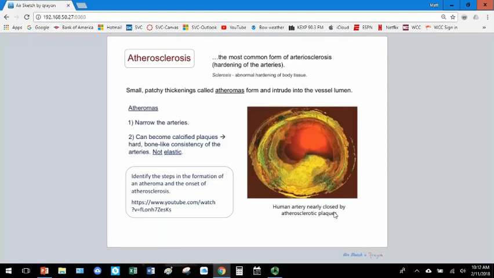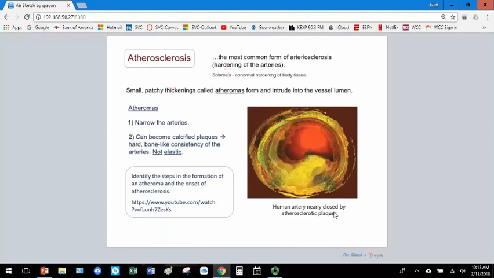Okay, so there's something related to this elasticity called atherosclerosis. And atherosclerosis is the most common form of what's called arteriosclerosis, which is the hardening of the arteries. So with atherosclerosis, you get these small patchy thickenings called atheromas that form and they intrude into the vessel lumen.